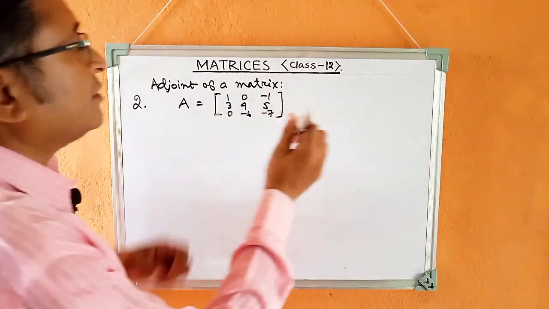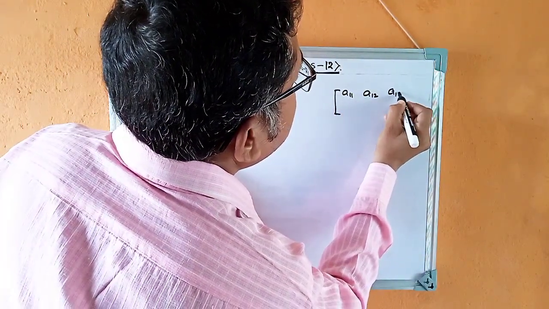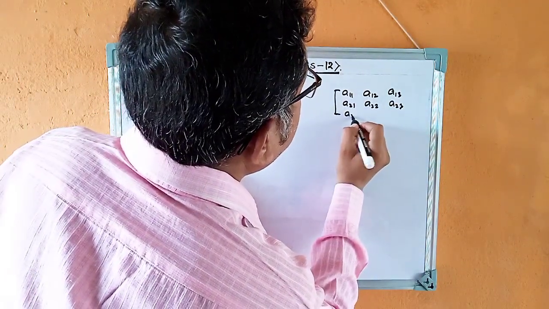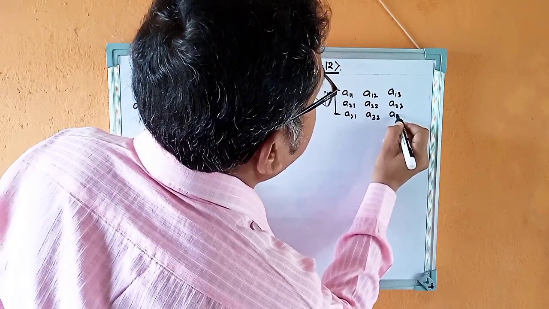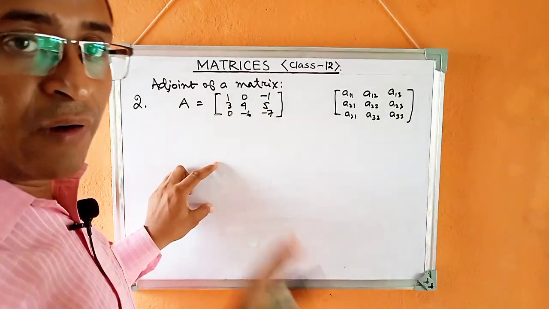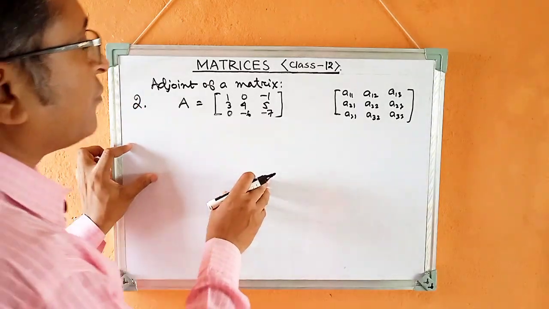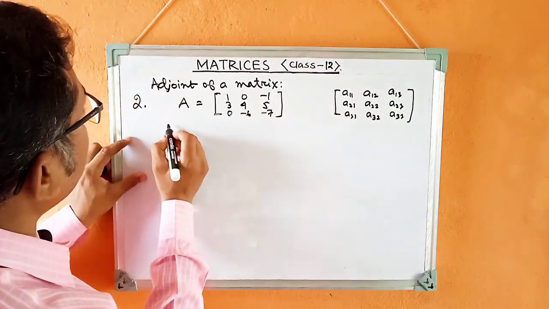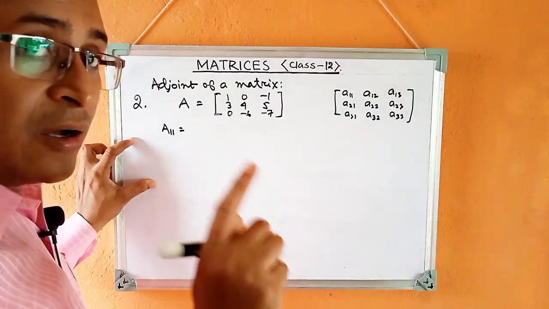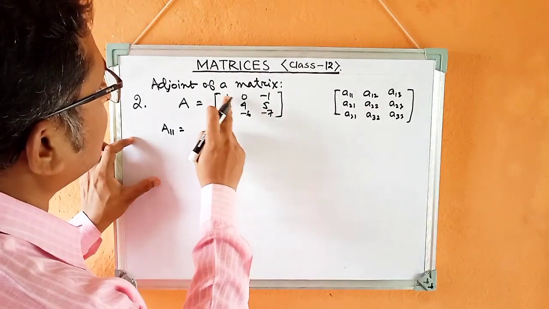The first element is A11, then A12, then A13, then A21, then A22, then A23, then A31, A32, then A33. These are the elements of that matrix. The first one is called A11. Now find the cofactor of all the elements. The indication of a cofactor is capital A11. First of all, you find the cofactors of all the elements.